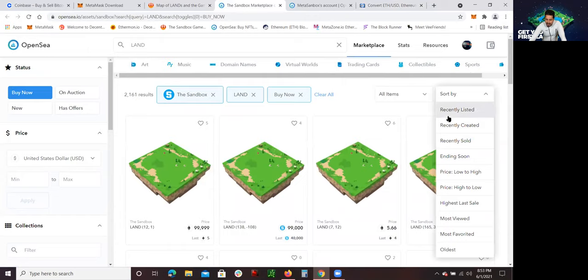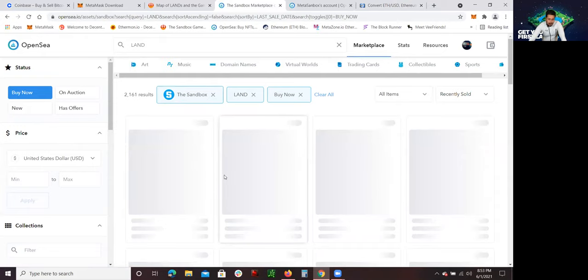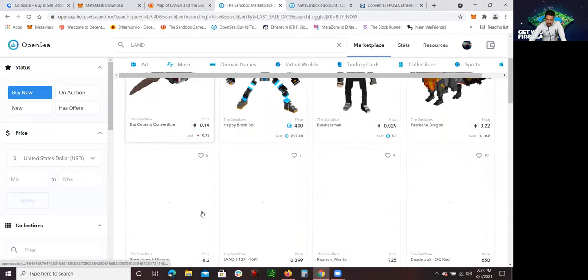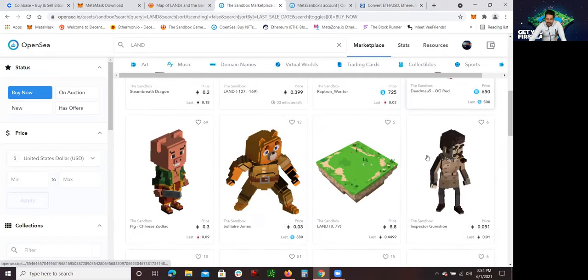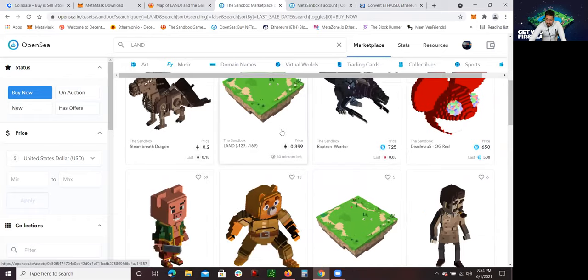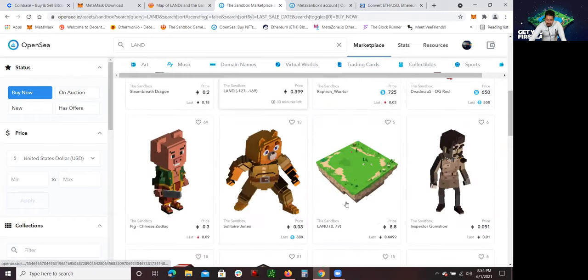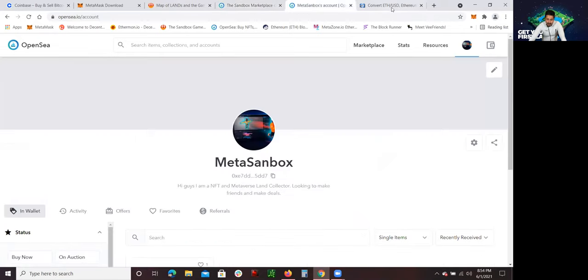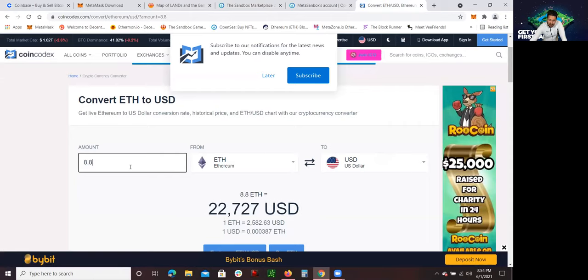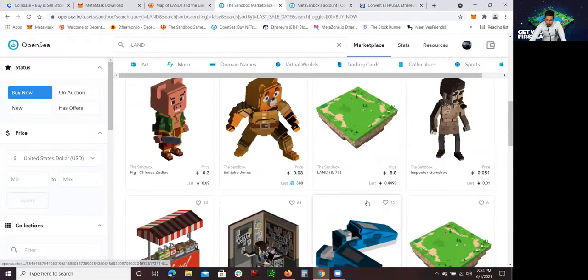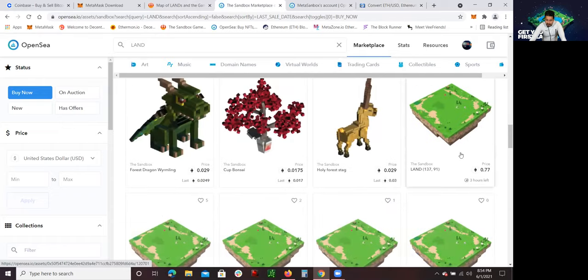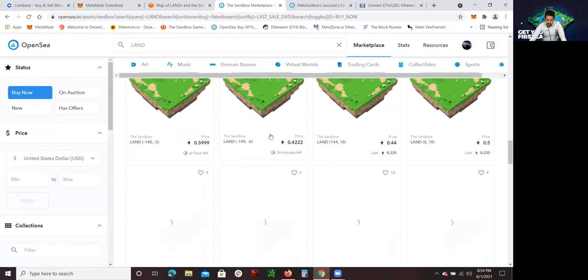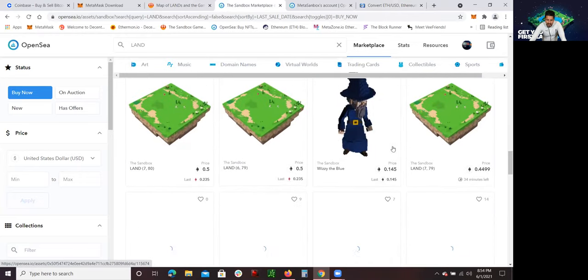What I usually do when I'm looking for buying land is look at recently sold to see what some of the land has sold for already. I like that little tab, recently sold. If you guys can see that, these are some of the NFTs, digital assets, very similar to the one that was included already in my land. That's why it's called a premium land. This is some of the stuff that's recently sold. This one sold for 0.399. This one sold for 8.8 Ethereum, which is like $22,000. So some of this land is worth a lot. This one sold for 2 Ethereum, this one 2.1 Ethereum, this one 0.77, 0.399, 0.422, 0.4, 0.5, et cetera.